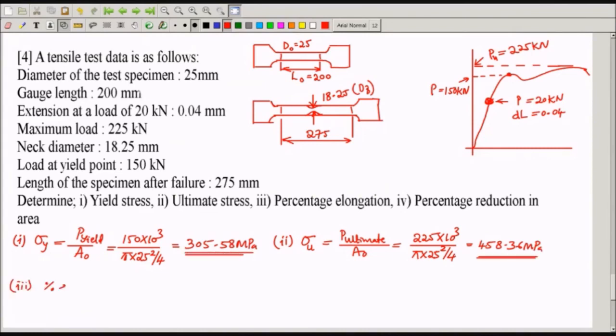458.36 megapascal. Percentage elongation is final length minus original length divided by original length into 100. So 275 minus 200 divided by original length, which is 200, into 100, gives 37.5%. Next is percentage reduction in area.